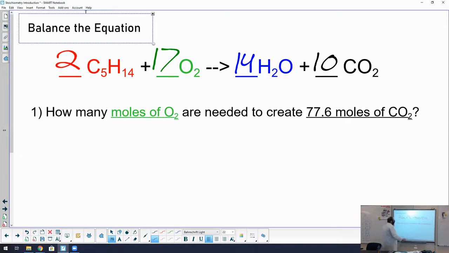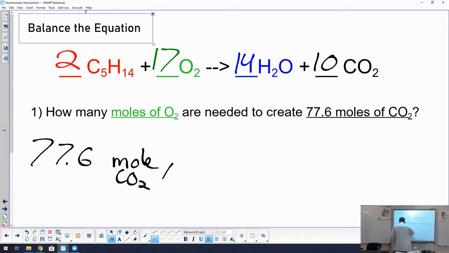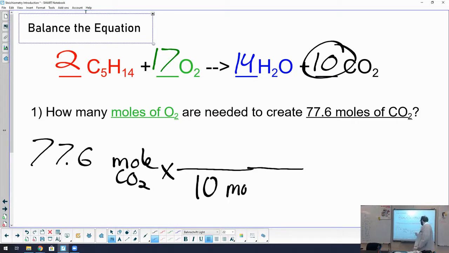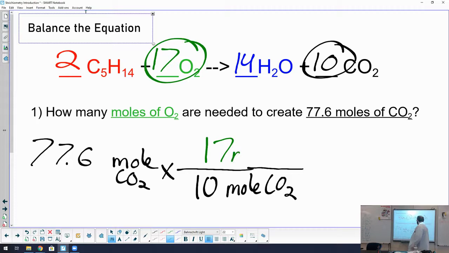be pretty easy. Hopefully you've got this down in your notes with me, and you've already got it started or started thinking about it. We're starting with our 77.6 moles of CO2. And if I want to convert that into moles of oxygen, thankfully we have our lovely equation that tells us for every 10 moles of CO2 that we will be creating 17 moles of oxygen. Okay. Make sure you're setting up and showing your work here.